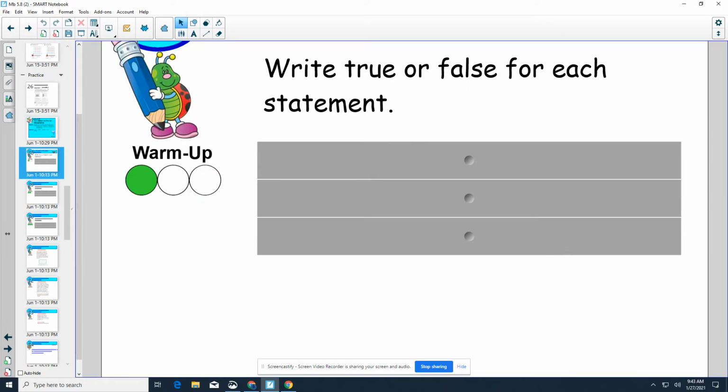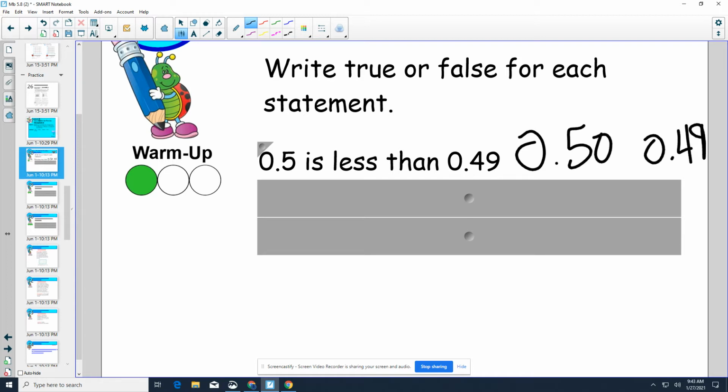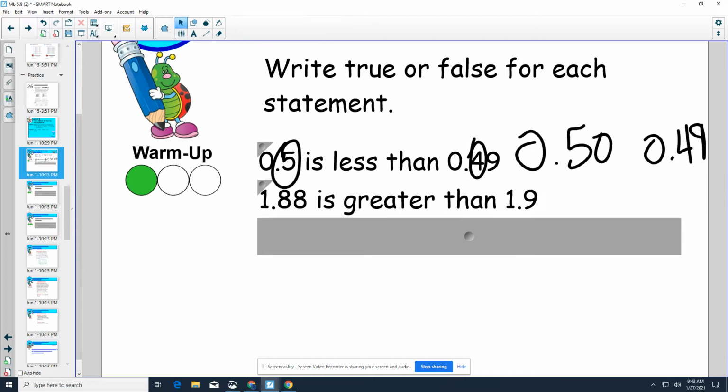All right, so the first part here, we want to get warmed up. We're going to write true or false for each statement. 5/10 is less than 49 hundredths. And remember with that, if you wanted to compare, you could always add a 0 to the tenths to make it hundredths. But you can also just look at the tenths place, and you can see that the 5 is greater than 4. So that would be a false statement.